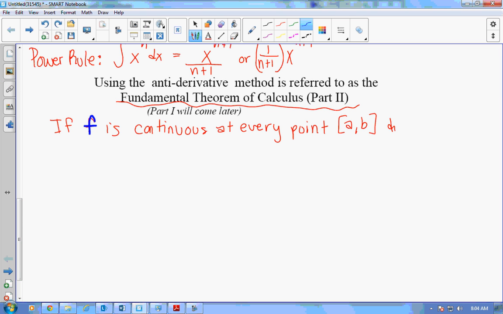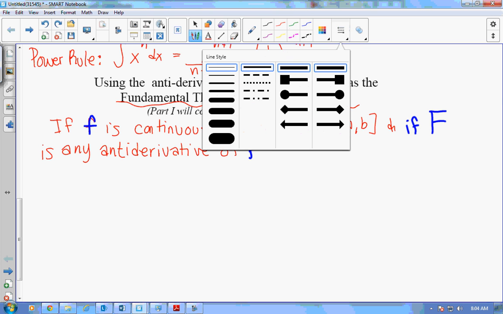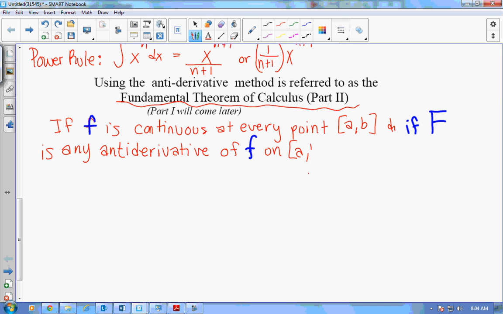Okay? And if big F is any antiderivative of little f on that same closed interval a to b, then here's how we do integrals. Integrating little f of x dx from a to b.